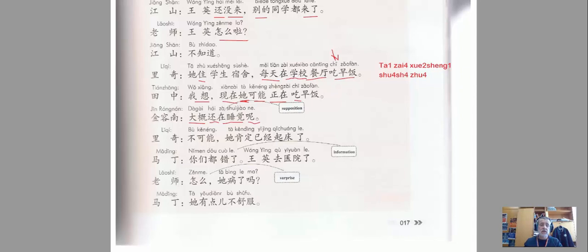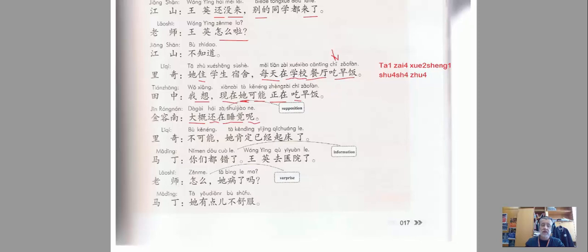So then Li Qi chimes in again. 不可能，他肯定已经起床了. So we had the use of 可能 up here. So Tianzhuang was saying that she may be eating breakfast right now. Of course, Jing Rongnan then suggests this other alternative in a more judgmental way, and then Li Qi is saying that's not possible. 不可能.